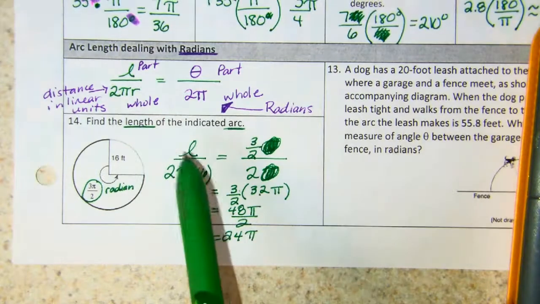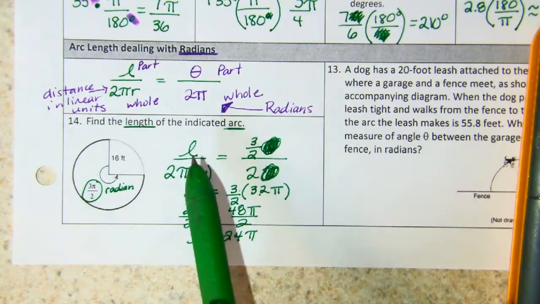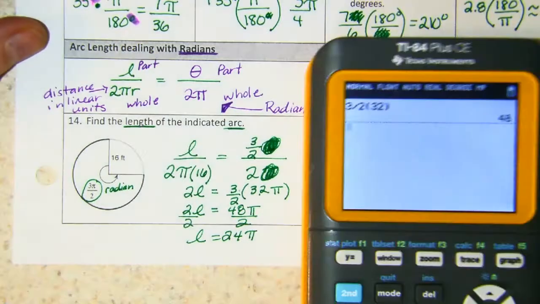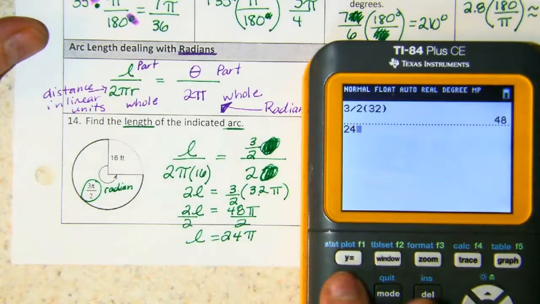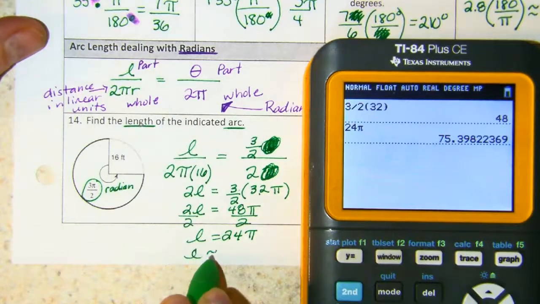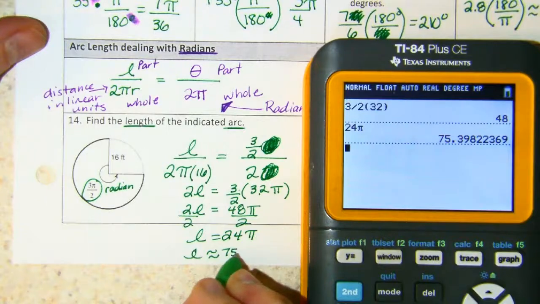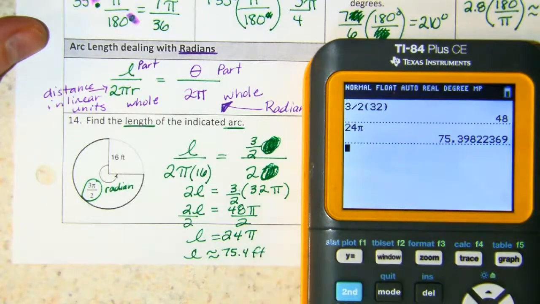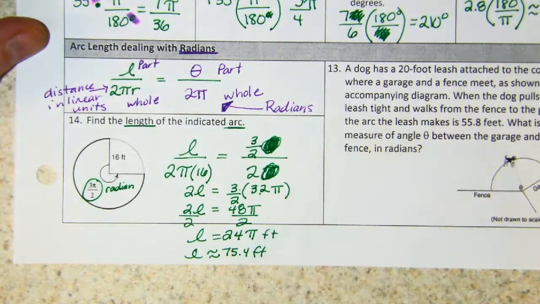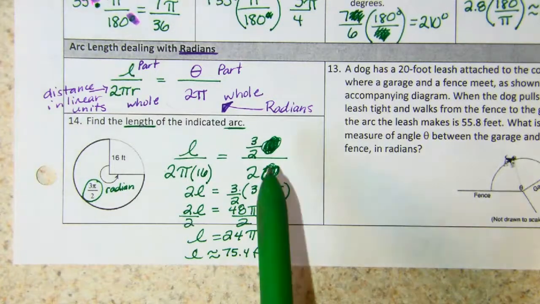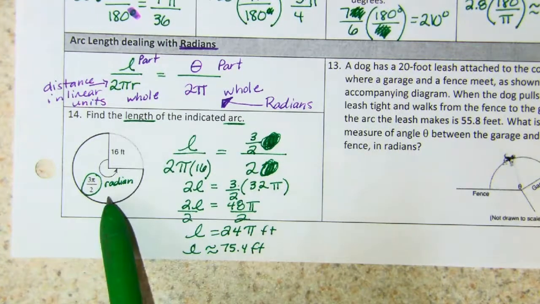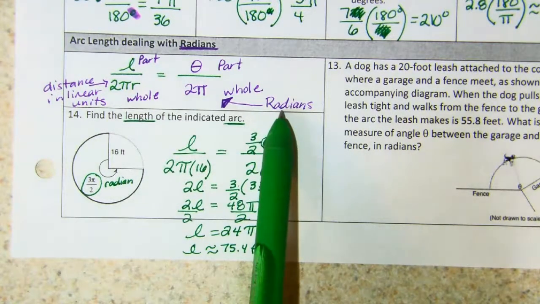Now, this did not tell me to find it in exact form, but if it did, that would be a plausible answer. But now that we have 24 pi, we can simply type that in on the calculator. So L is approximately 75.4 feet as a decimal, or 24 pi feet as an exact answer. So there's a couple of shortcuts you can take, but just remember you're doing everything we did in the previous lesson. You just have to know how to deal with the radians now.